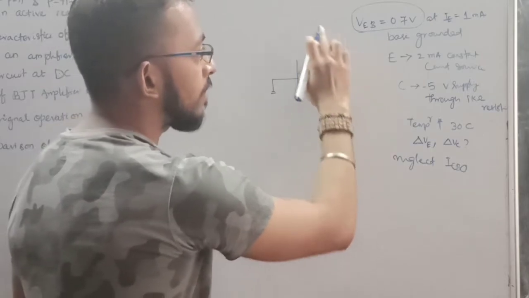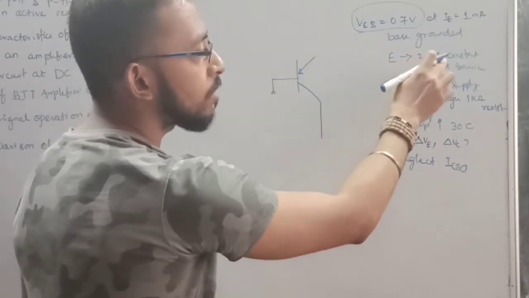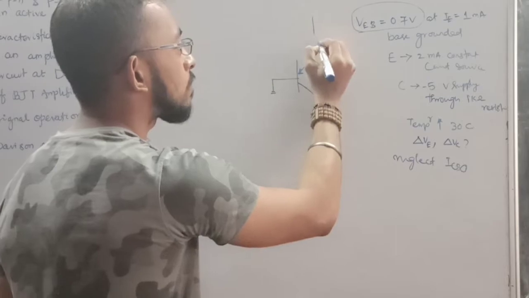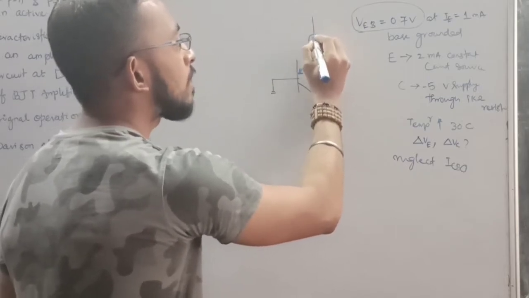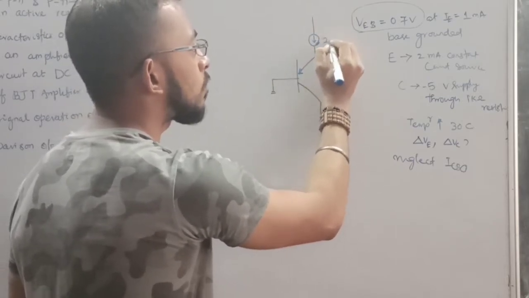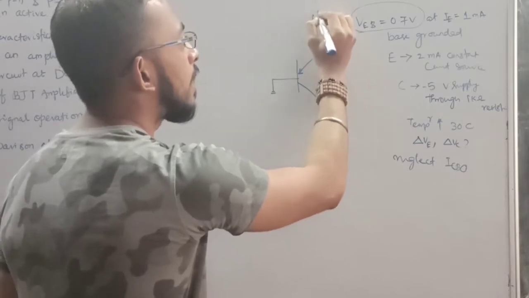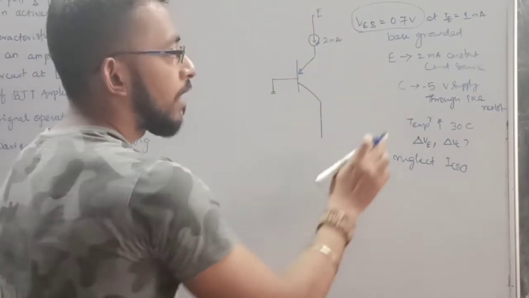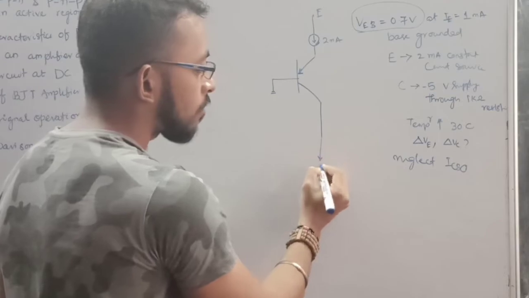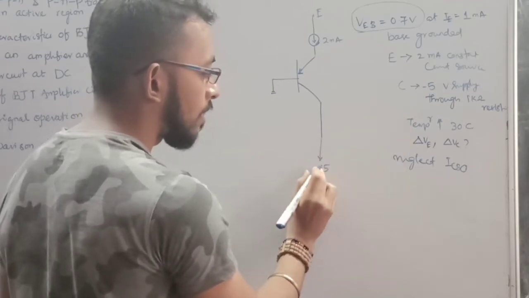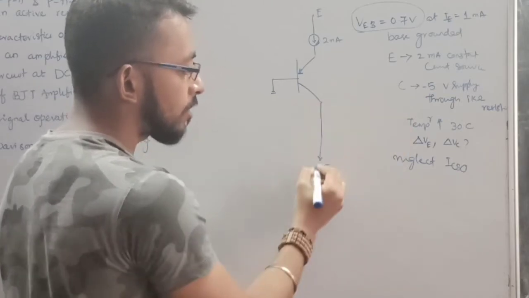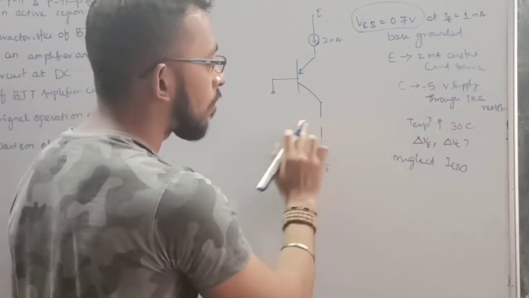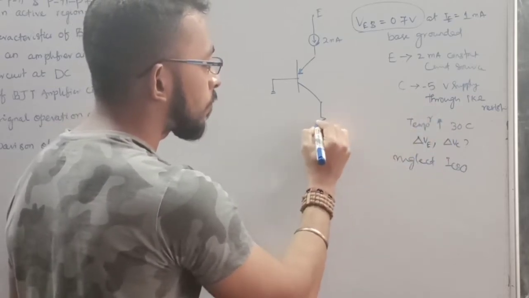Another thing that is given is that the emitter is connected with a 2 milliampere constant current source. It means there is no resistor. Here is a constant current source of 2 milliampere connected at the emitter. And the collector is connected to a minus 5 volt supply. This is the collector terminal. It is connected to the minus 5 volt supply through 1 kilo ohm, which means there is a resistor of 1 kilo ohm.